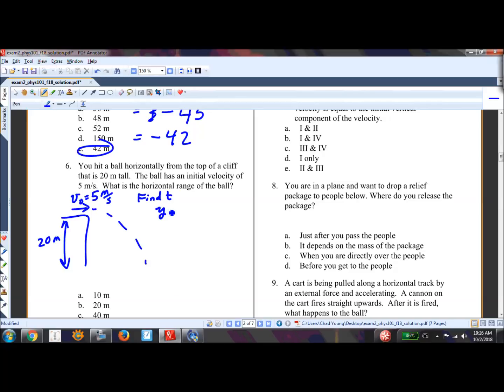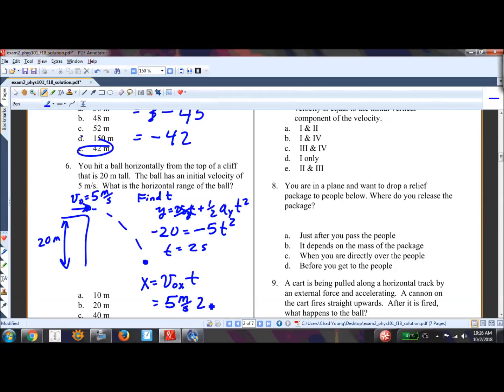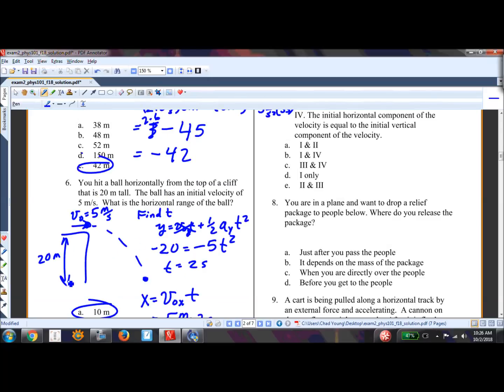So I say y is equal to V naught y t plus 1/2 a y t squared. I know that V naught y is equal to 0 in this case, so I have minus 20 equals minus 5 t squared. So t is equal to 2 seconds. So it takes 2 seconds to go from here out to here. To find x, I say V naught x times t, that's 5 meters per second times 2 seconds, which is 10 meters, so 6 is A. Whew, some tough problems to start out with.